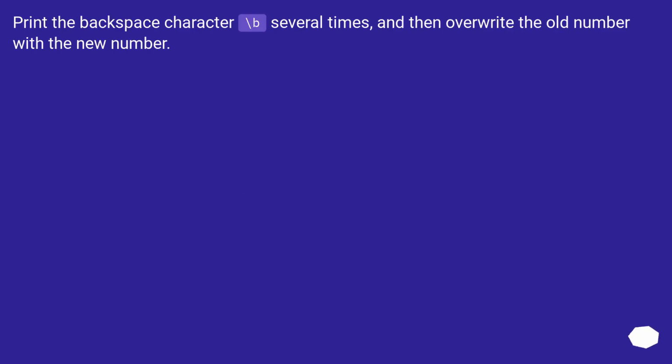Print the backspace character \v several times, and then overwrite the old number with the new number.